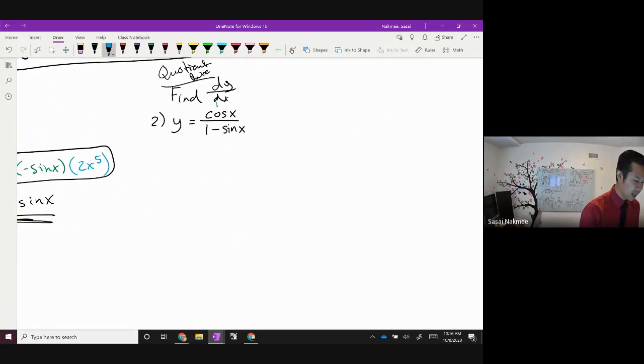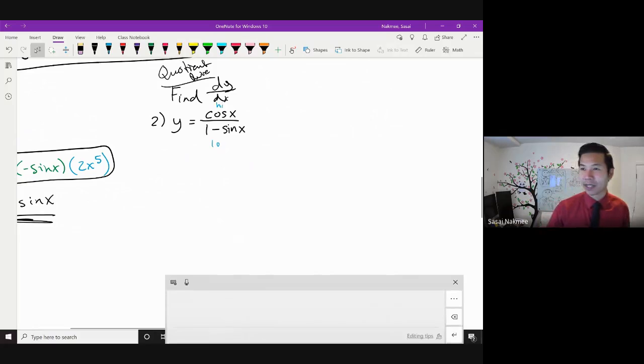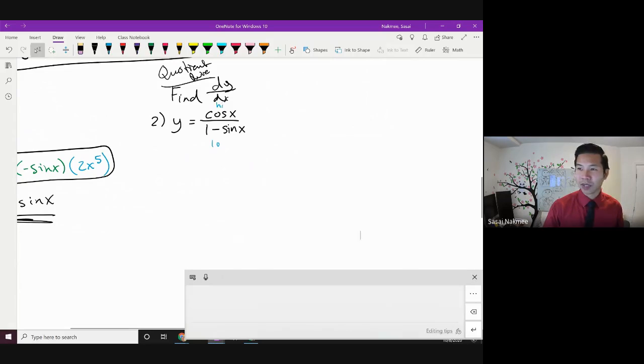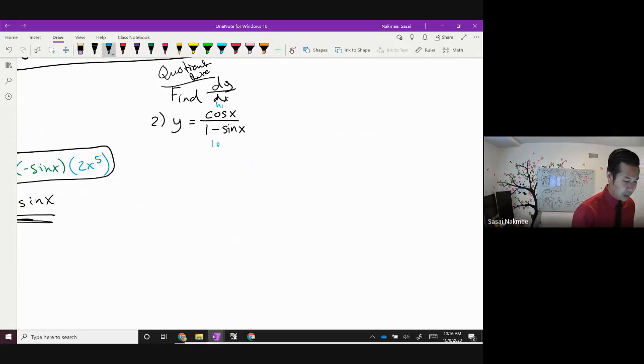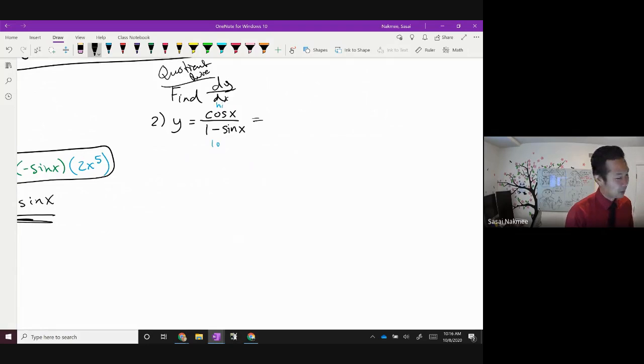Call this cosine of x the high function. Call this 1 minus sine x the low function. And we just go ahead and multiply this out. So let's do that by using low d high minus high d low over low low. The quotient rule is low d high minus high d low over low low. I don't think you need to write that out. You're just going to hear that from now on. Low d high minus high d low over low low. Low is this bottom function.